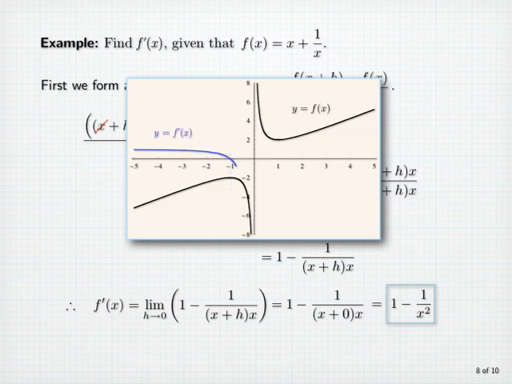And notice how this corresponds to the graph of f prime, changing from positive to negative at x equals minus 1. Also, the graph of f has negative slope between 0 and 1 and positive slope to the right of 1, and the graph of the derivative for positive x looks like this.